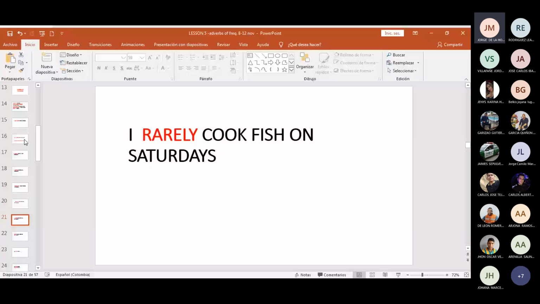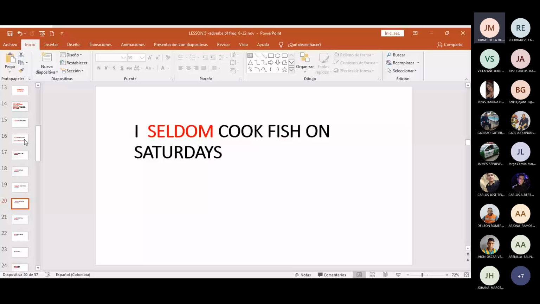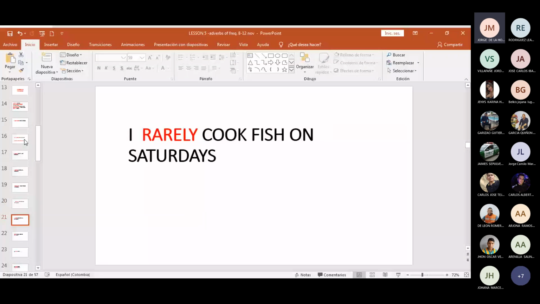Remember, recuerden que seldom, student, remember that seldom and rarely is the same. Yes, I rarely cook fish on Saturdays. I seldom cook fish on Saturday. ¿Cuál va a utilizar usted? Okay, it's your option. It's your decision. I seldom cook fish on Saturday, or maybe I rarely cook fish on Saturday.